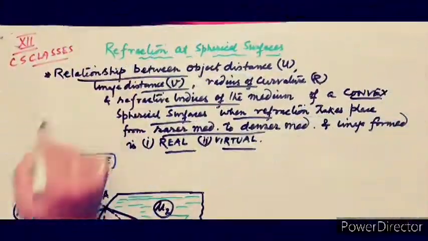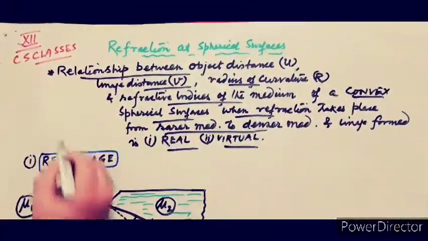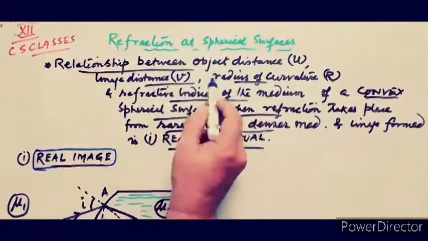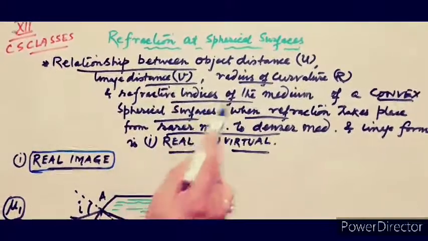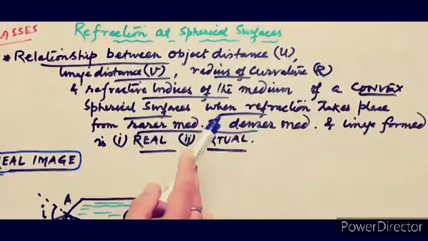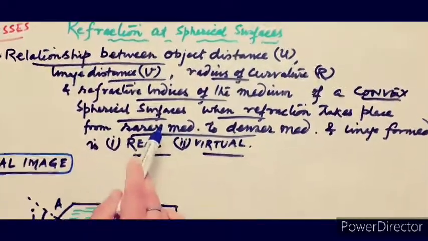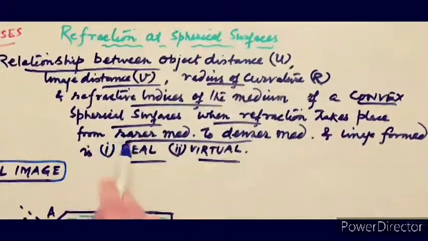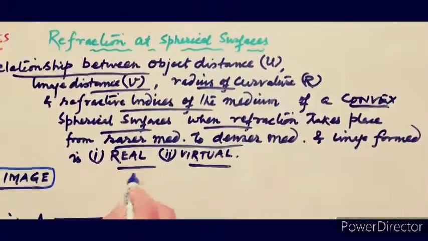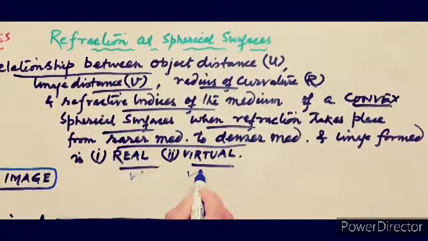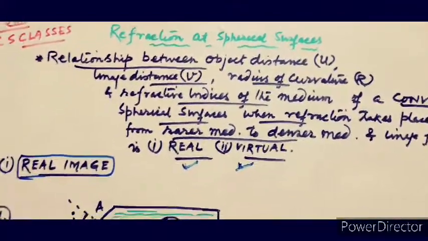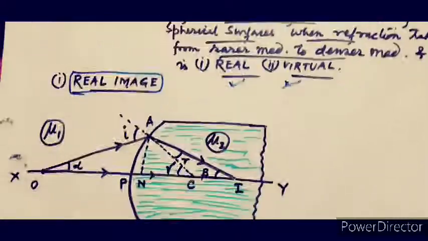The refraction at spherical surfaces will continue, and a very important relationship we are going to establish between the object distance, image distance, radius of curvature, and refractive indices of the medium of a convex spherical surface when refraction takes place from rarer medium to denser medium, and the image formed is real and virtual in the different cases. Case number 1, real image.